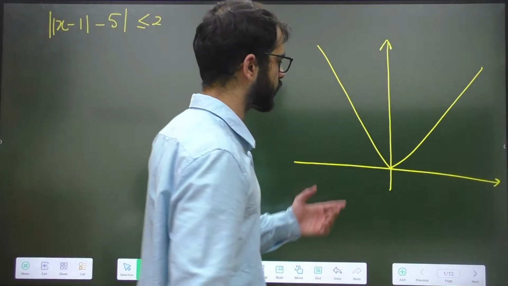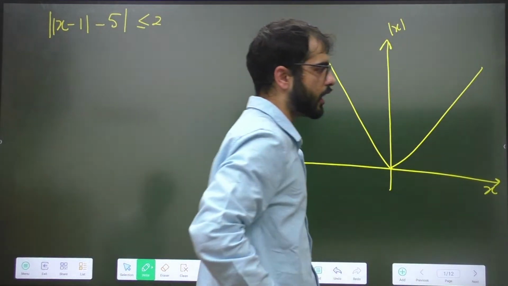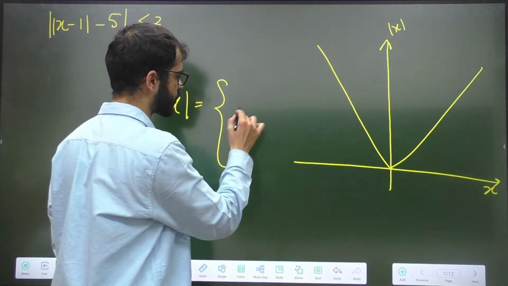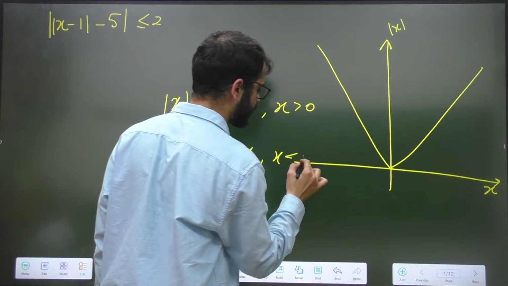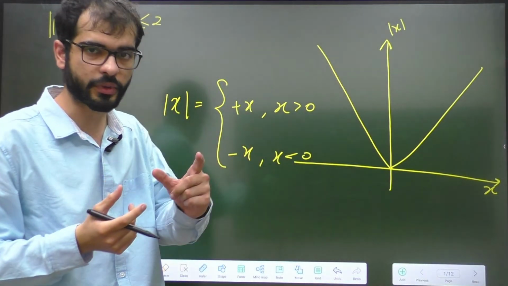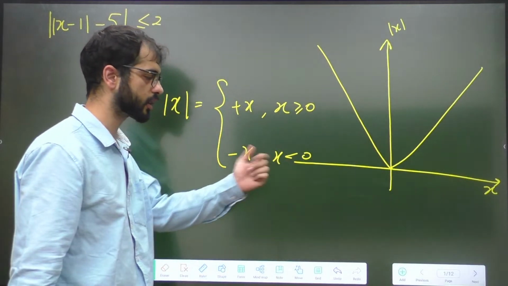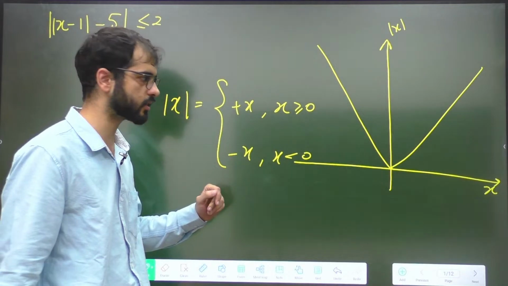Let's say this is the modulus operator. If I'm entering x, then the output is going to be modulus of x. As we remember, if we take the mod of x, the output is positive x if x is greater than 0 and minus x if x is less than 0. Since plus 0 and minus 0 mean the same thing, either I can put equality in the first condition or I can put equality in the second condition.